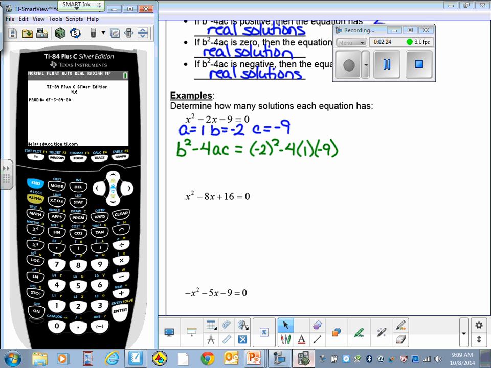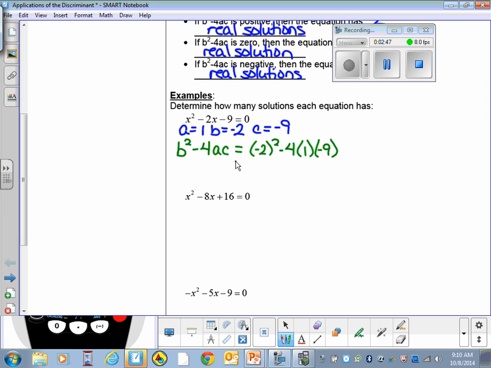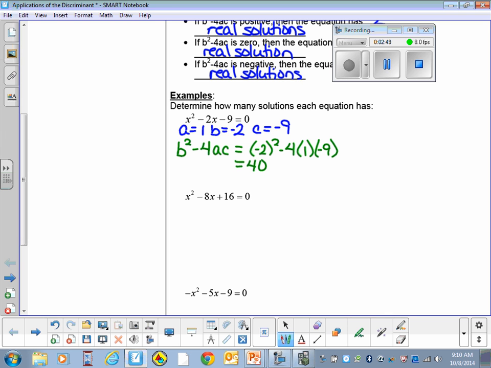Let's put that in our calculator. Alrighty, parentheses, negative 2 squared, minus 4 times 1 times negative 9, enter, positive 40. So this is a positive value. That means two real roots, or two real solutions. Let's look at the next problem.